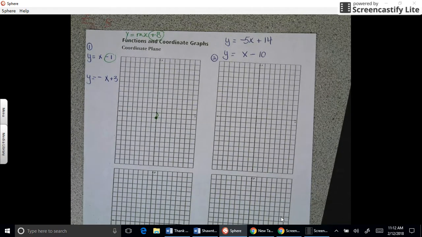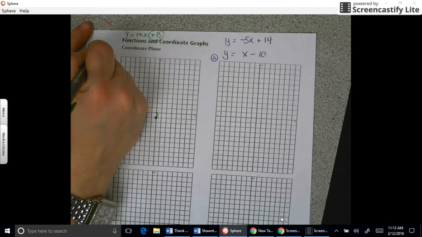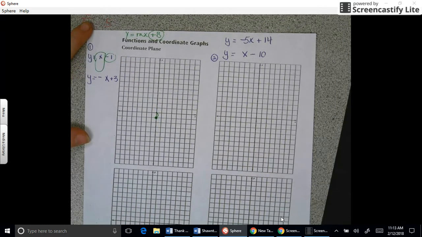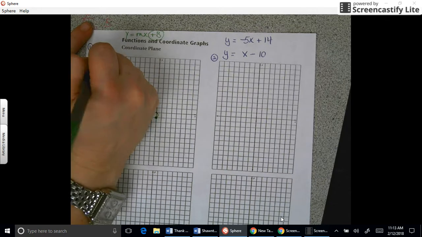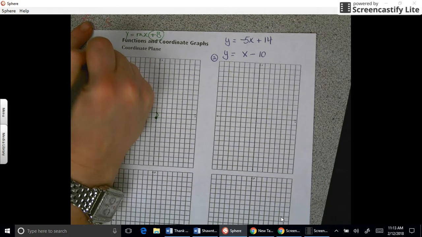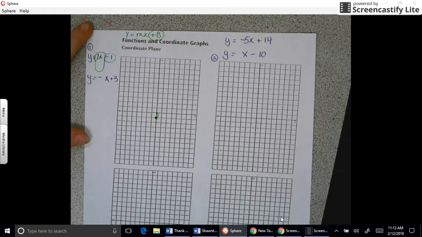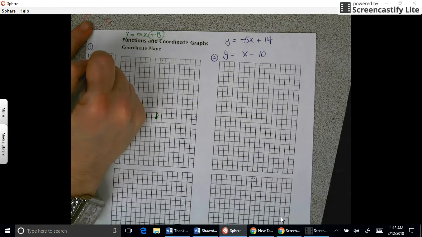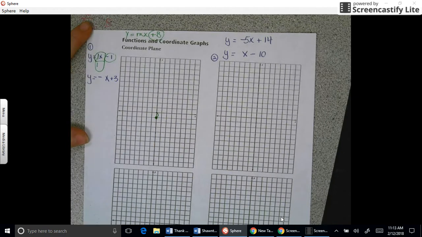So now I need my slope. My slope is attached to my x. What number is the pretend number in front of the x? When there's no number written there, we know it's a 1. And slope also has to be a fraction. So I put a whole number over 1 to make it a fraction. So now I have 1 over 1.